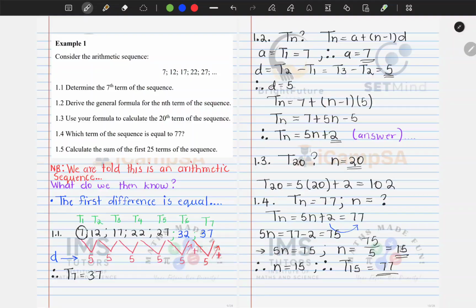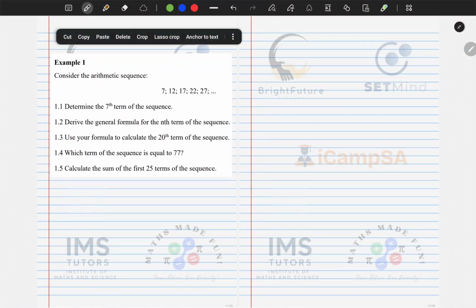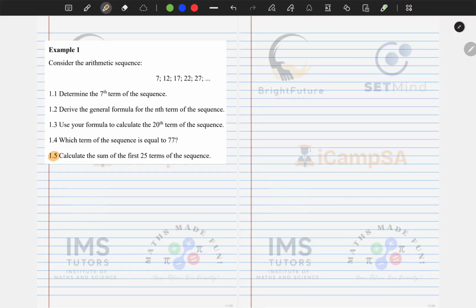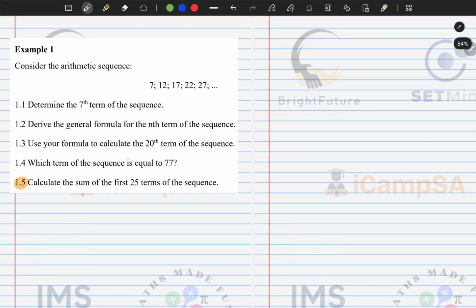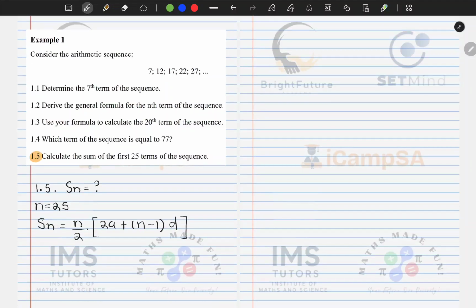Next we need to have a look at 1.5, which we'll take to the next page, where we are required to calculate the sum of the first 25 terms. This is an arithmetic sequence, and we are looking for Sn, where n is 25. Remember that our Sn is always given by n over 2 into 2 times a plus n minus 1 times d. Okay?